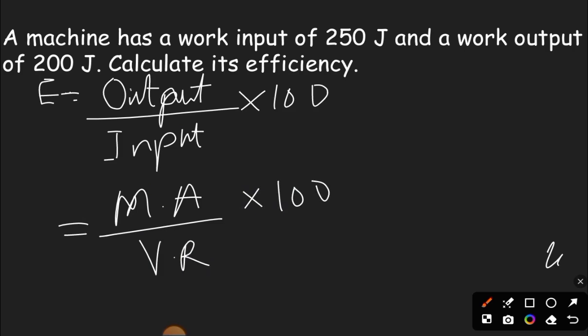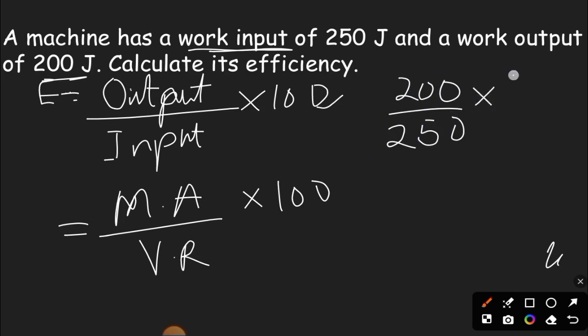Now to the question. A machine has work input of 250 joule and work output of 200 joule. Calculate its efficiency. So we are going with the first formula. So the work output is 200 over the input, which is 250, multiplied by 100. Now always take note that your input will always be higher than your output. Why? Because some of the energy is wasted. That is why the efficiency of a machine can never be greater than 100%, or in terms of decimal can never be greater than 1.